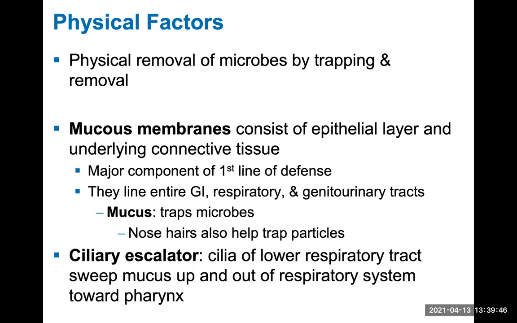Okay, so more physical factors of our innate immune system, the first line of defense. Physical removal. Okay, so let's say they get past the barrier or they're in some other area of the body. We need to trap them and we need to remove them. So our mucous membranes, such as your eyes and your nose, consist of epithelial layers, and then underneath that you have the underlying connective tissue. And this is a major component of your first line of defense, right?